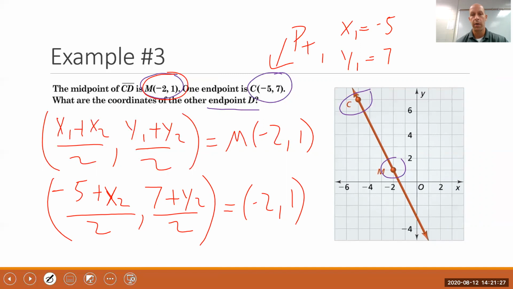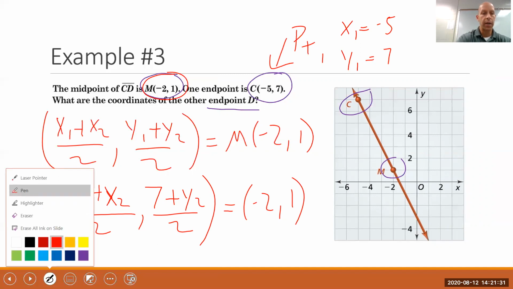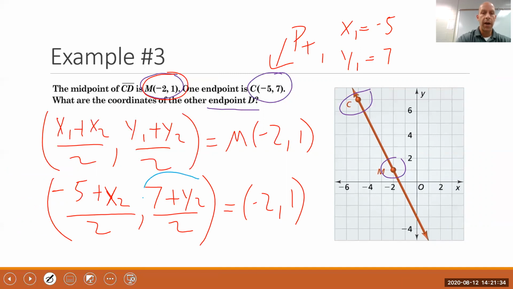This one's a little bit harder. So I wonder if you guys could do this in your head. If I know, for example, that's my y coordinate and that's my y coordinate, this is basically saying what number plus 7 divided by 2 gives you 1? Do you know what number that would be? It's kind of a tough question.